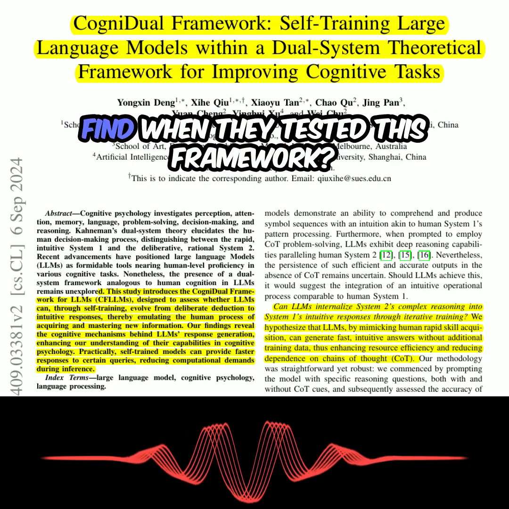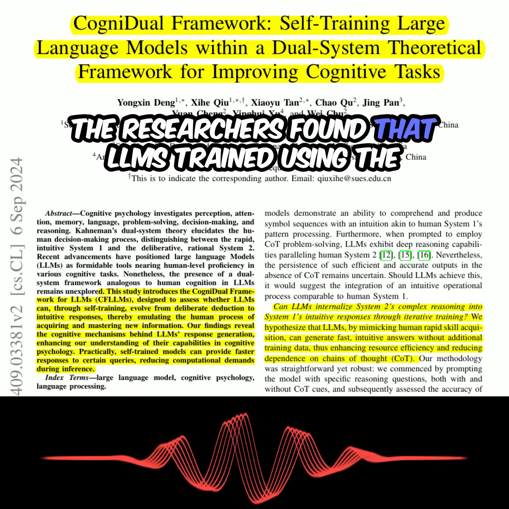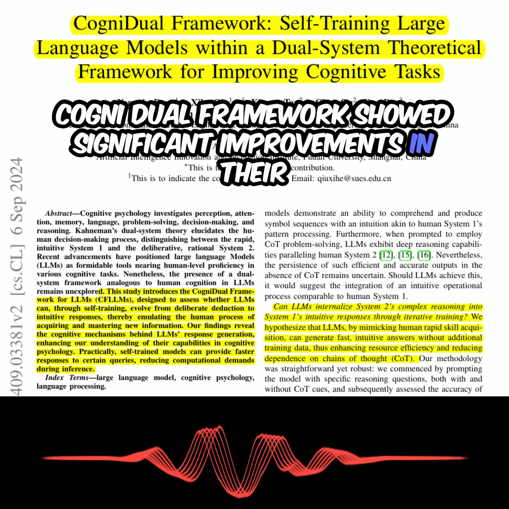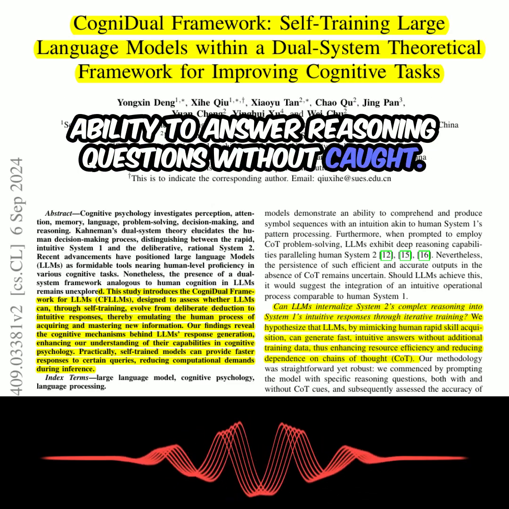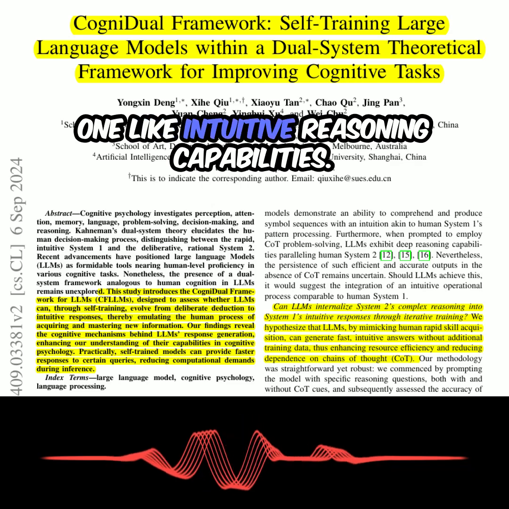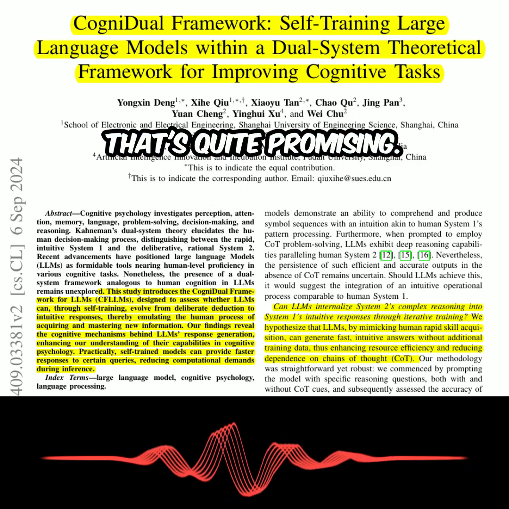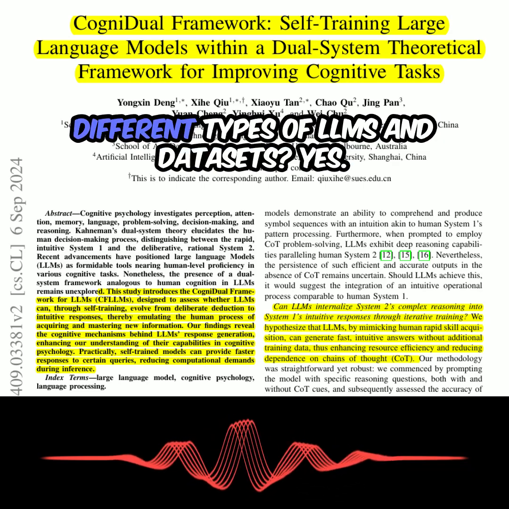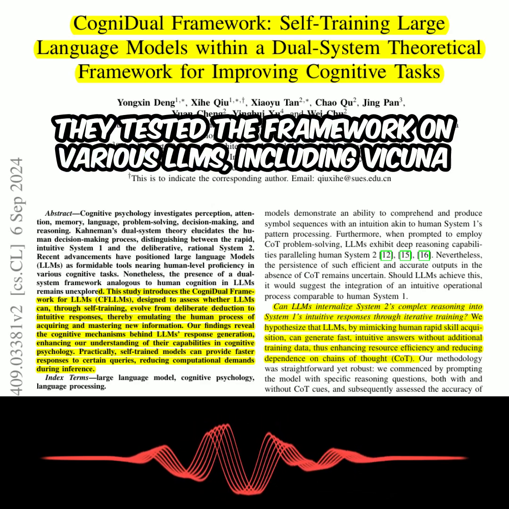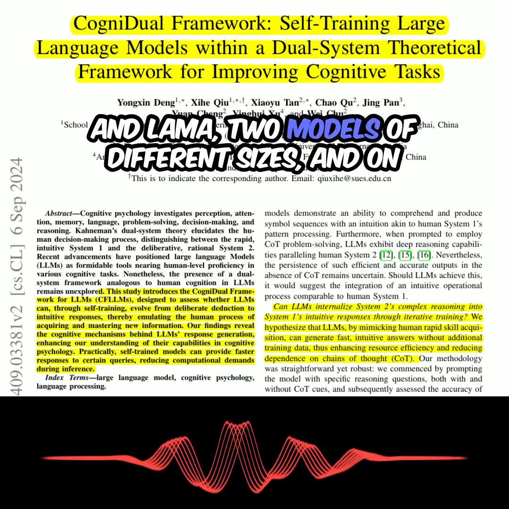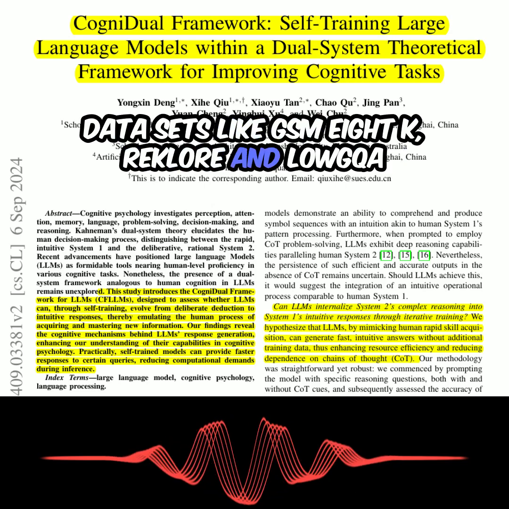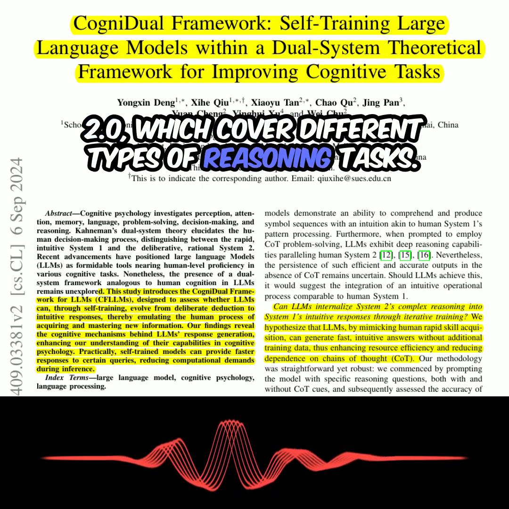What kind of results did the researchers find when they tested this framework? The researchers found that LLMs trained using the CogniDual framework showed significant improvements in their ability to answer reasoning questions without CoT. This suggests that the framework effectively helps LLMs develop System 1-like intuitive reasoning capabilities. It's quite promising. Did the researchers test this framework on different types of LLMs and datasets? Yes, they tested the framework on various LLMs, including Vicuna and Llama 2 models of different sizes, and on datasets like GSM-8K, ReClor, and LogiQA 2.0, which cover different types of reasoning tasks.